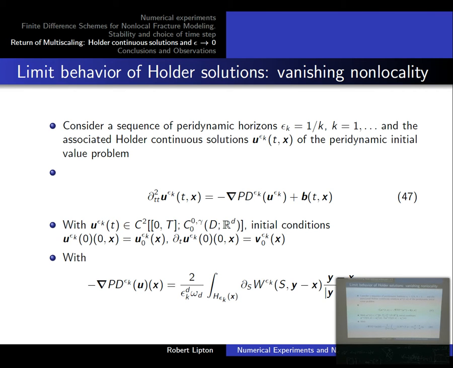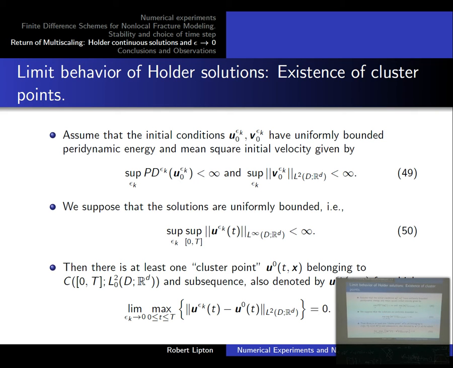So we have our Holder continuous solution here. And now we have existence of solution. So the next thing we'll do is we assume that we are given initial data such that the supremum of the peridynamic energies is less than infinity, which we can do from last lecture. We can always show that using Gronwall's inequality. And if we have bounded initial data, then we know that for every epsilon, the peridynamic energies of our Holder continuous solutions are less than infinity. It's the same analysis as I did last lecture, and the supremum of the velocities, so this is the initial data, but this is just saying that this is bounded.